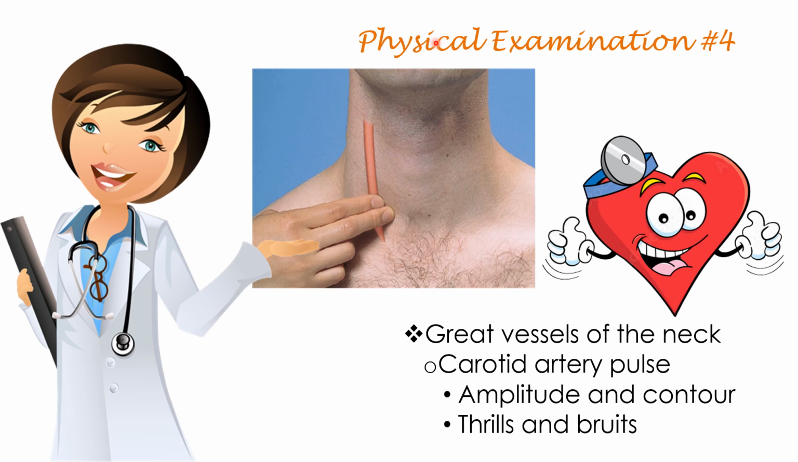So check for the amplitude of the pulse. This correlates reasonably well with the pulse pressure. However, the contour of the pulse wave, namely the speed of the upstroke, the duration of its summit, and the speed of the downstroke. Normally, the upstroke is brisk. It is smooth and rapid and follows the S1 almost immediately.